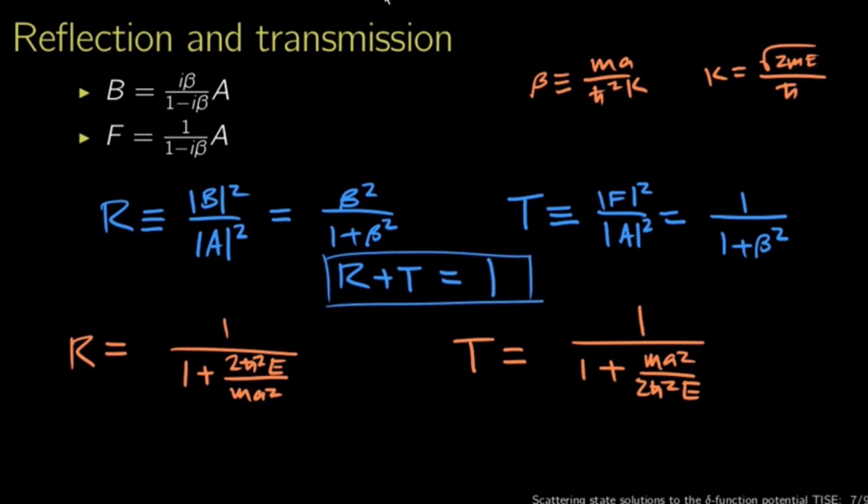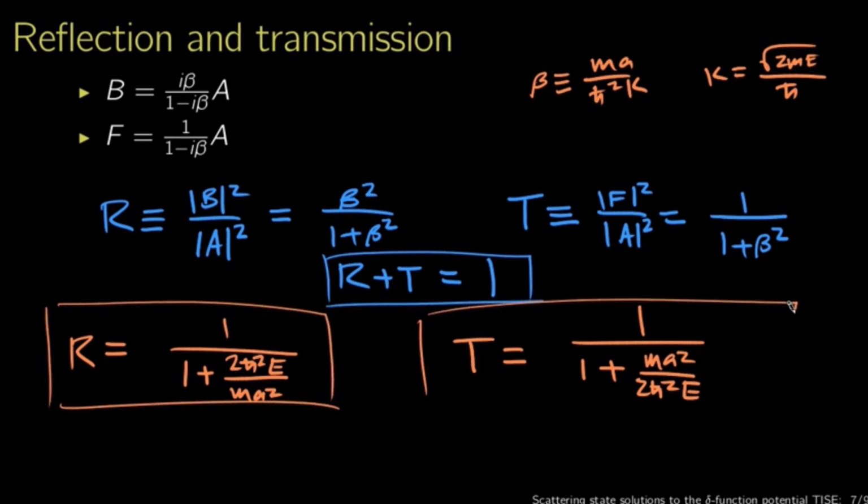This is good. And if you look at my reflection and transmission coefficients in terms of the energy, if the energy increases here, the denominator overall increases, and our reflection coefficient gets smaller. So for higher energy incident waves, the reflection coefficient decreases. That makes sense. The more energy you have when you're approaching a barrier, the more likely you are to penetrate the barrier. The transmission coefficient, by contrast, has the energy in the denominator now.